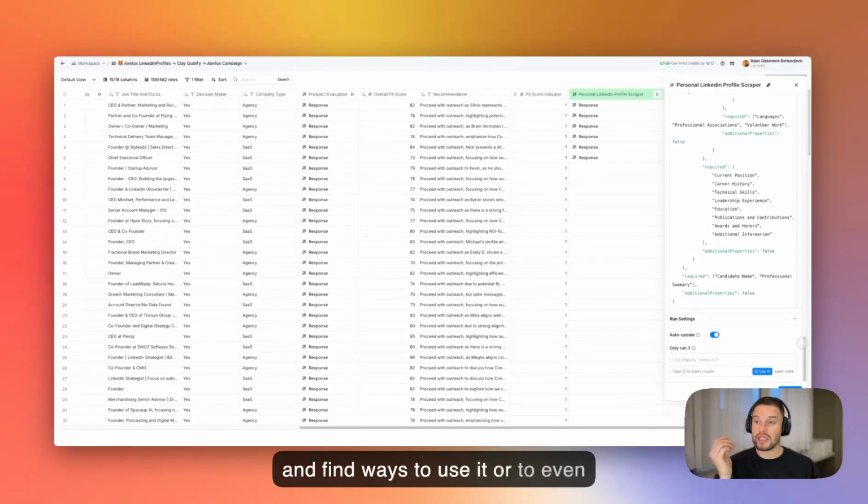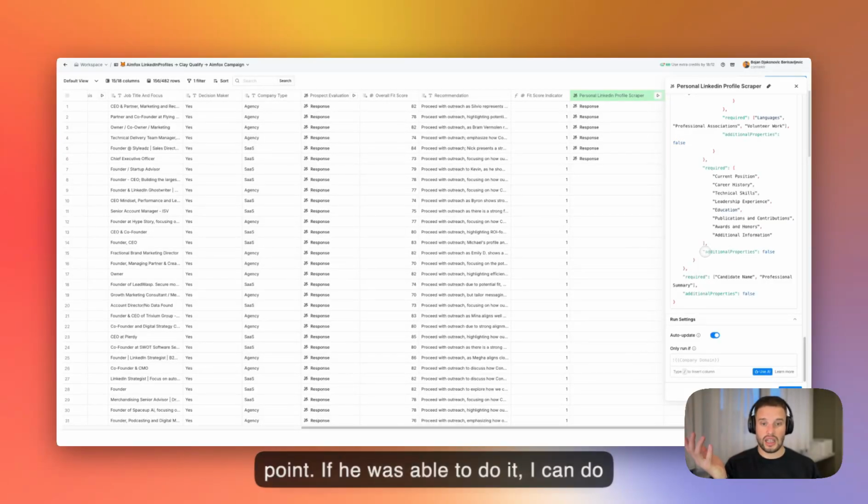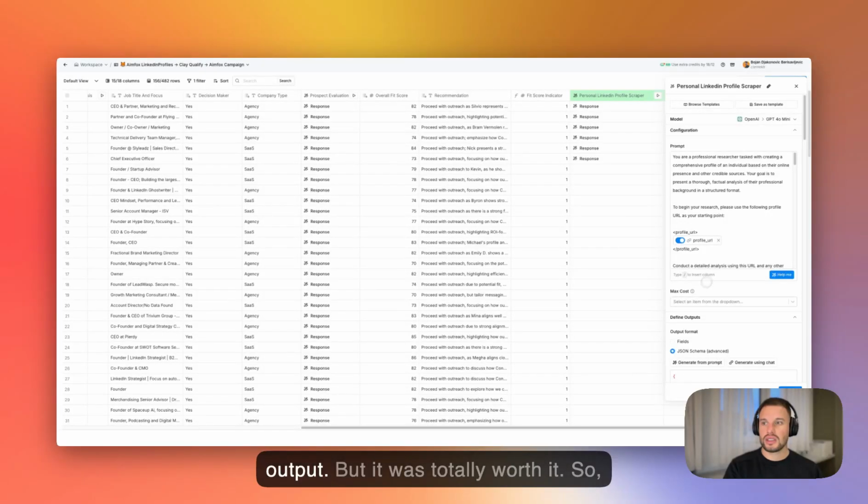To be honest, I saw this from someone and I just decided, okay, he has a point. If he was able to do it, I can do it myself. It did take me the whole afternoon, to be honest, to build this prompt and even this JSON schema output, but it was totally worth it.